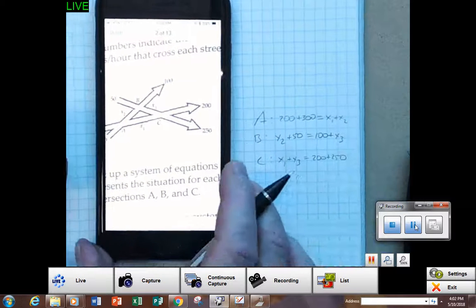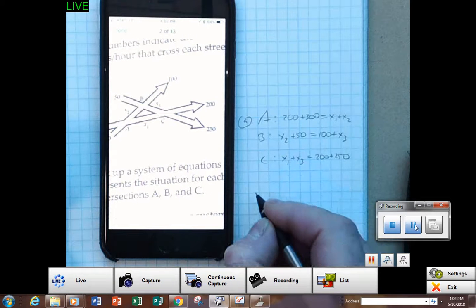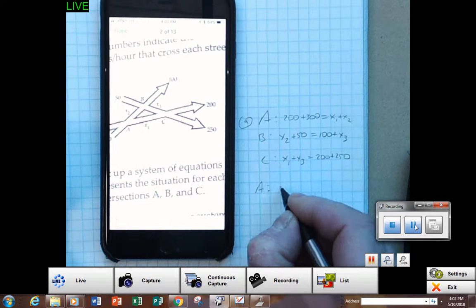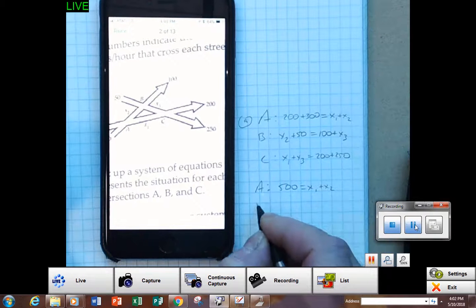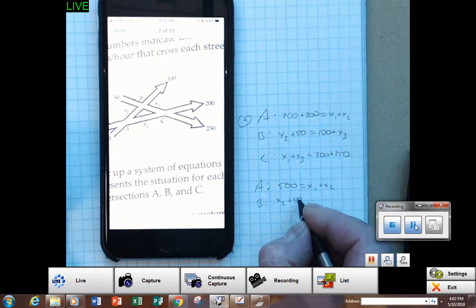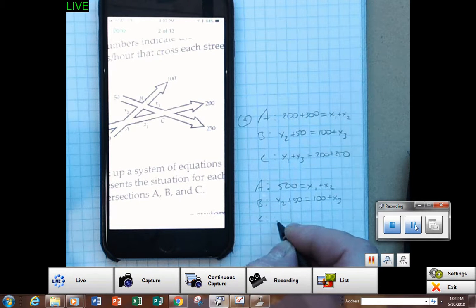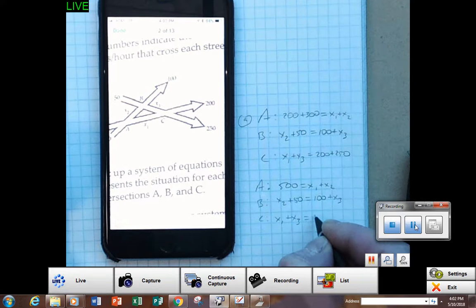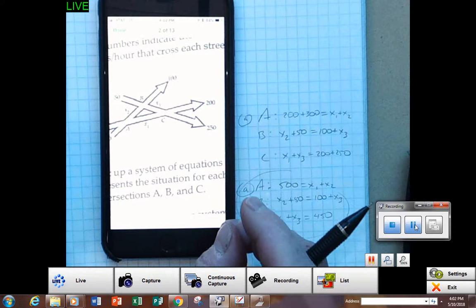So that is part A. Part A has you just write the equations, which are: A is 500 equals x1 plus x2. B is x2 plus 50 equals 100 plus x3. And C is x1 plus x3 equals 450. So that is the answer to A right there. He wants you to write those equations right there.